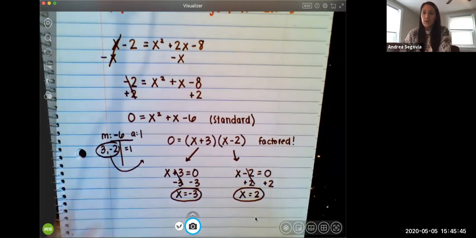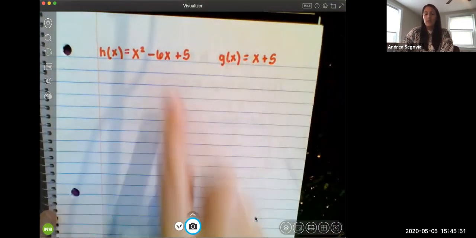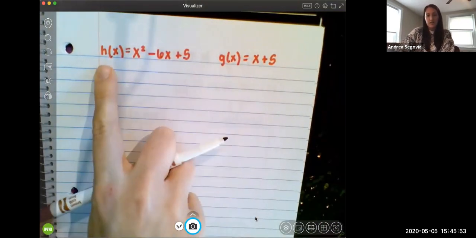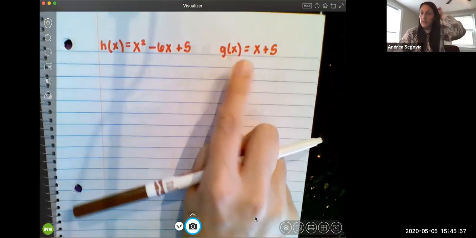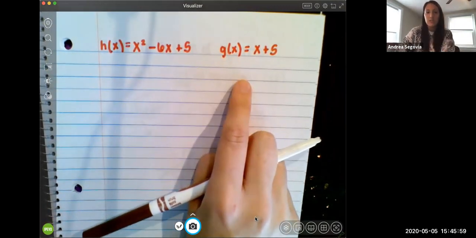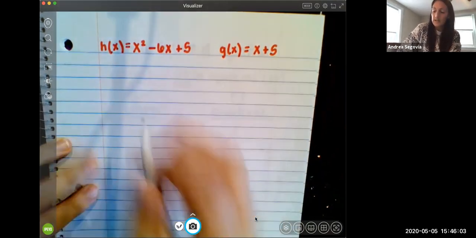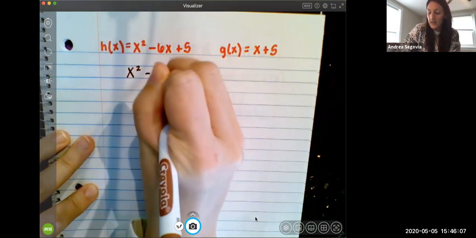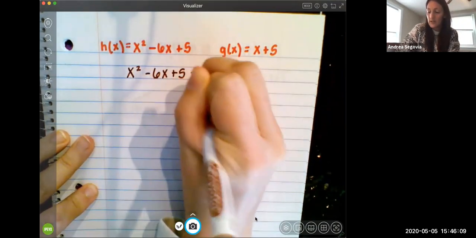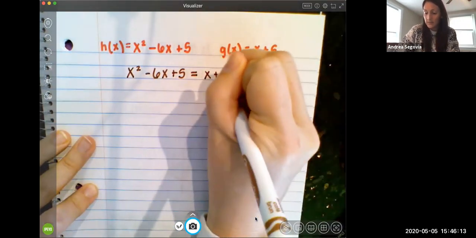So I know I did this correctly. Great. Let's try one more. The second system we're going to look at also has a quadratic equation, our h of x function, and a linear equation, our g of x function. All right, so I'm trying to solve this system. First step, I'm going to set my equations equal to each other. So that leaves me with x squared minus 6x plus 5 equals the other equation, x plus 5.